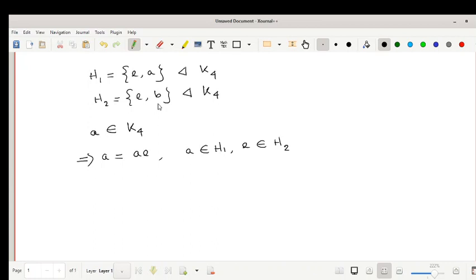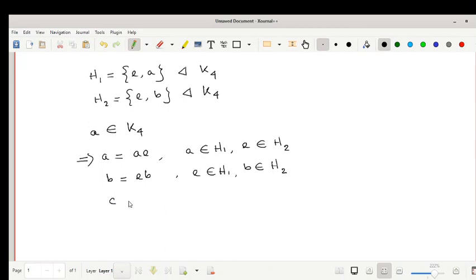If you multiply E with any element of H2, it will give you that same element in H2, and A is not there in H2. So you have to consider A from H1. And once A is chosen from H1, you have no other option other than choosing E from H2. Then let us choose B. If you choose B from K4, then B is actually EB, E belongs to H1 and B belongs to H2. And it is very easy to see that this expression is also unique.